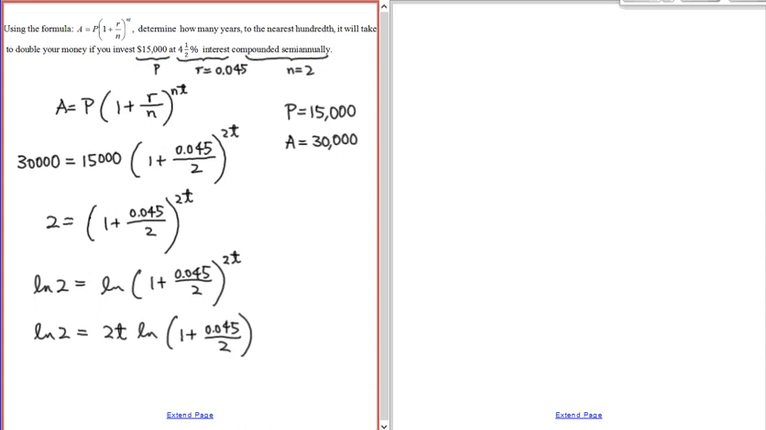So we have this. And now the 2 is a number, and the natural log of 1 plus 0.045 over 2 is also a number. So we can divide both sides by the number attached to the t, to have the t by itself. So it turns out the t will become the natural log of 2 divided by 2 times the natural log of 1 plus 0.045 over 2.